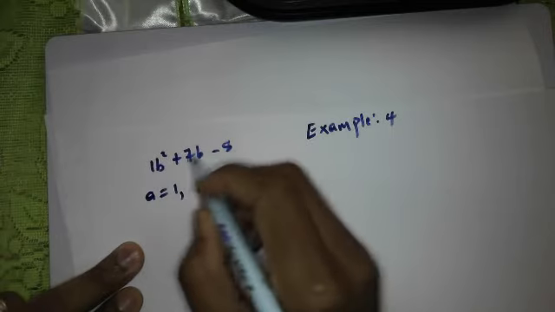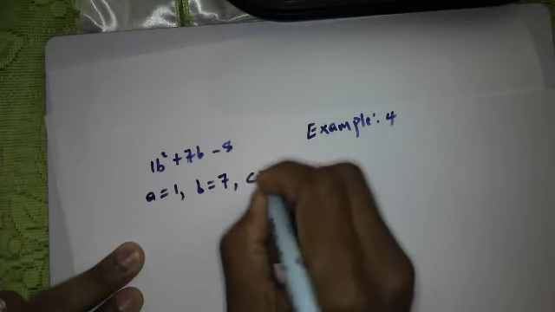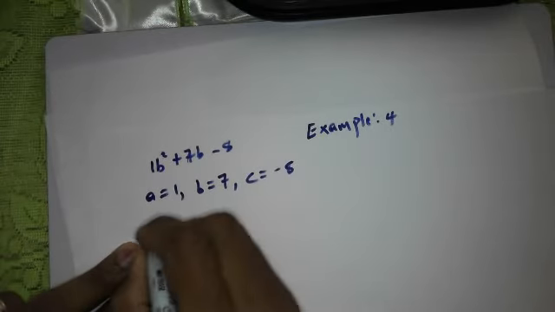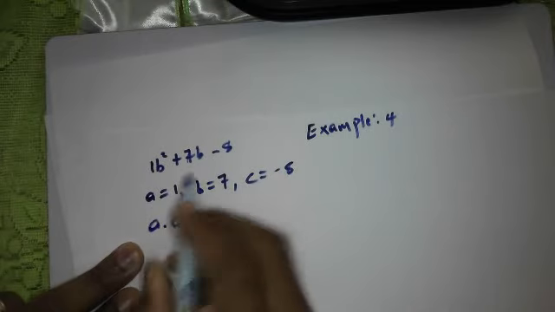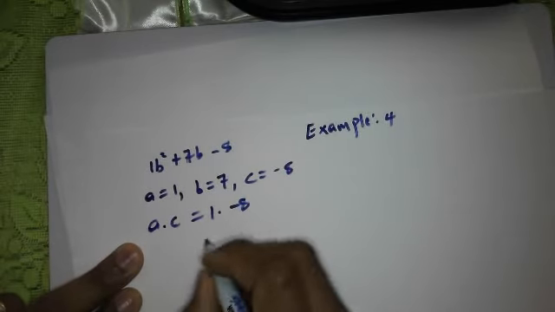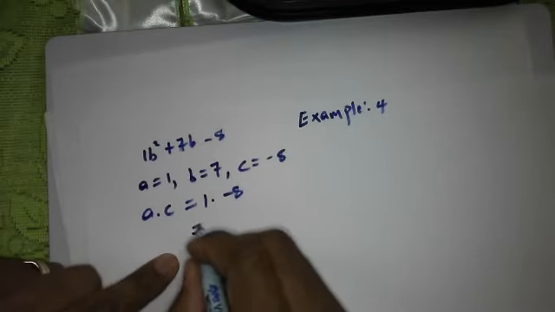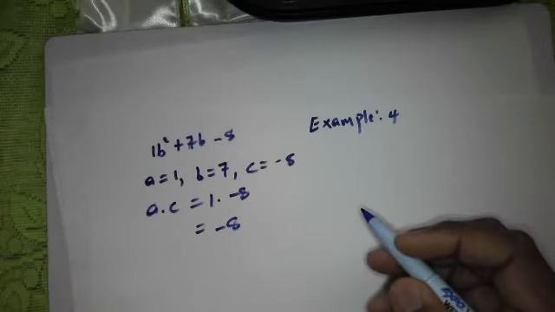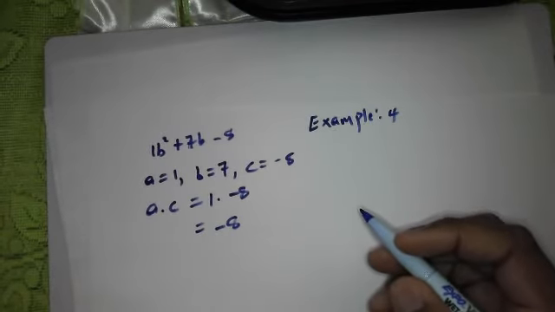B is the coefficient here, which is 7, and c is my constant, which is negative 8. So AC would be a, which is 1, times c, which is negative 8. Okay? Now, 1 times negative 8, that is negative 8. Now, I need you to take this part as notes.